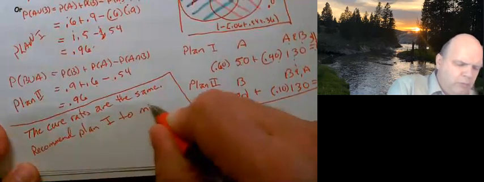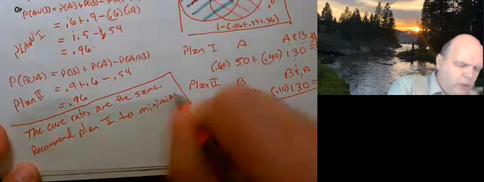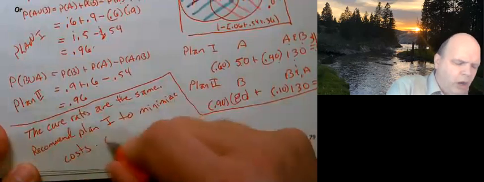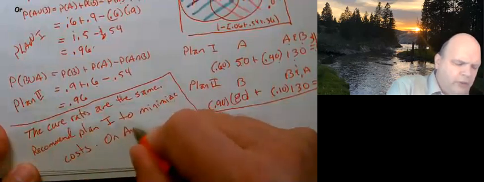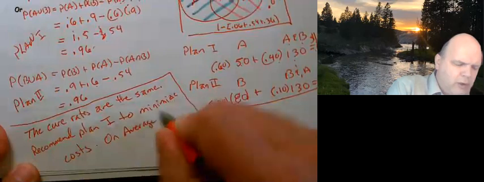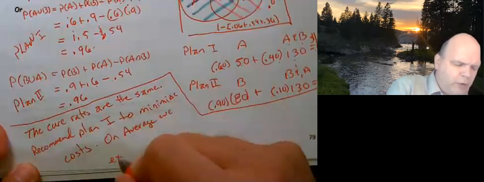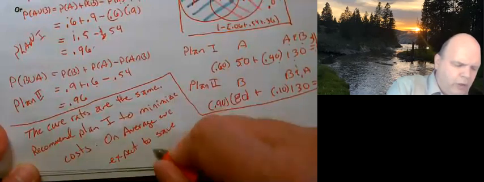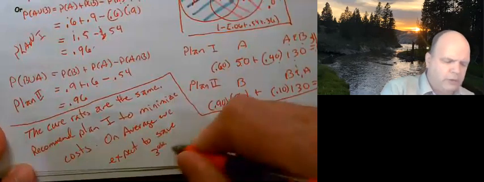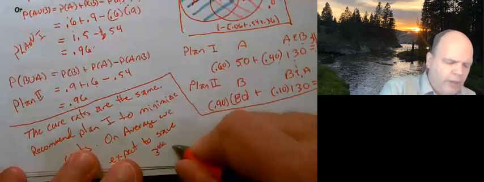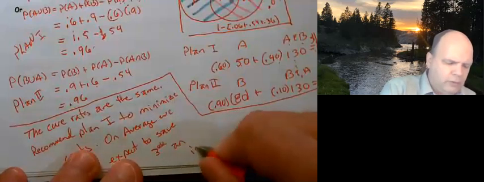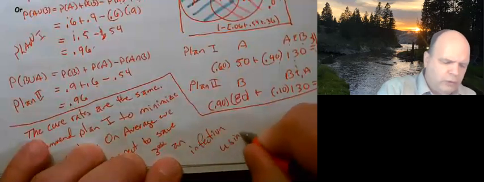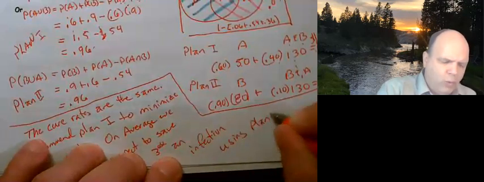To minimize costs on average, we expect to save $3 an infection using Plan 1.